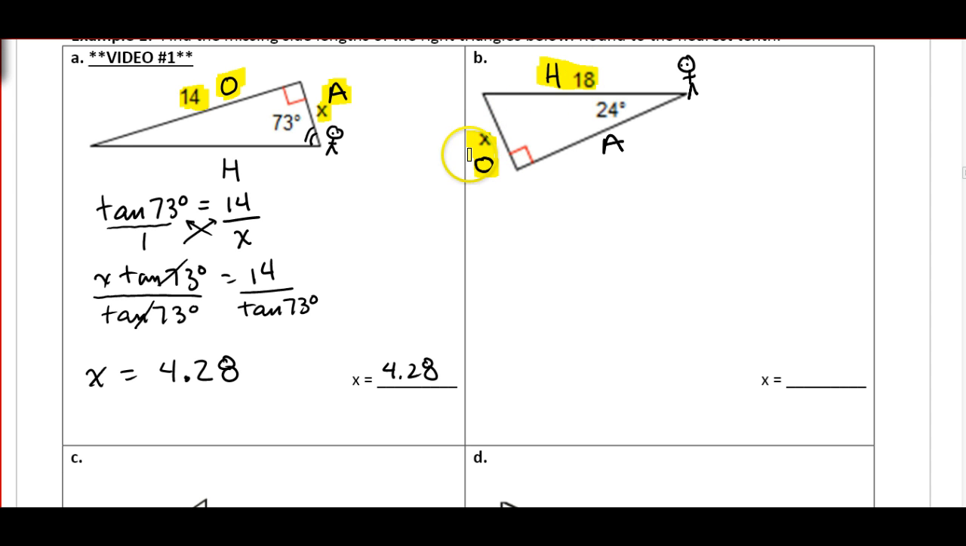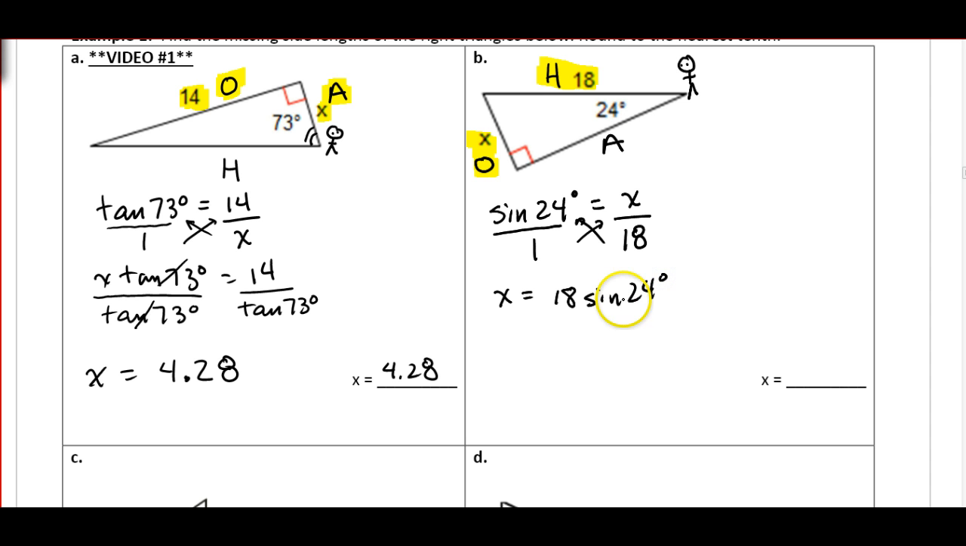Using our SOHCAHTOA again, I know that the sine function uses the opposite and the hypotenuse. So I'm going to use the sine of 24 degrees, and that's going to be the opposite side, which is x, over the hypotenuse, which is 18. I'm going to put that over 1 again and cross multiply. So for this one, I get x is equal to 18 sine 24 degrees.